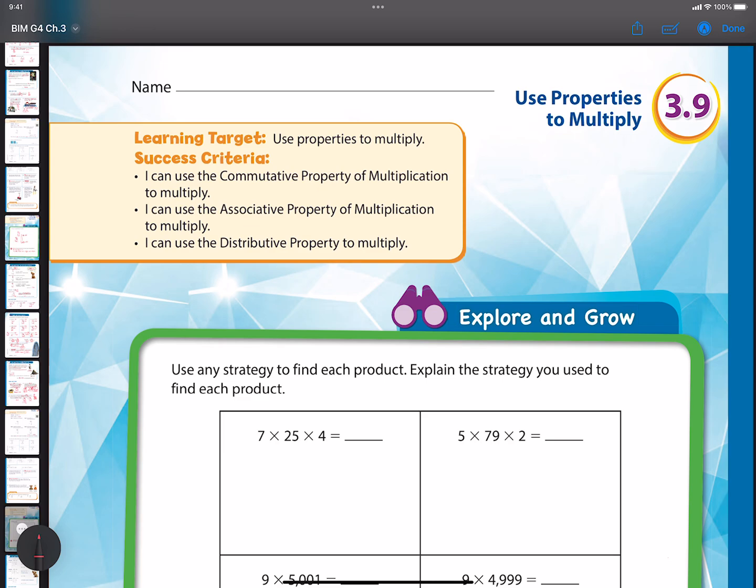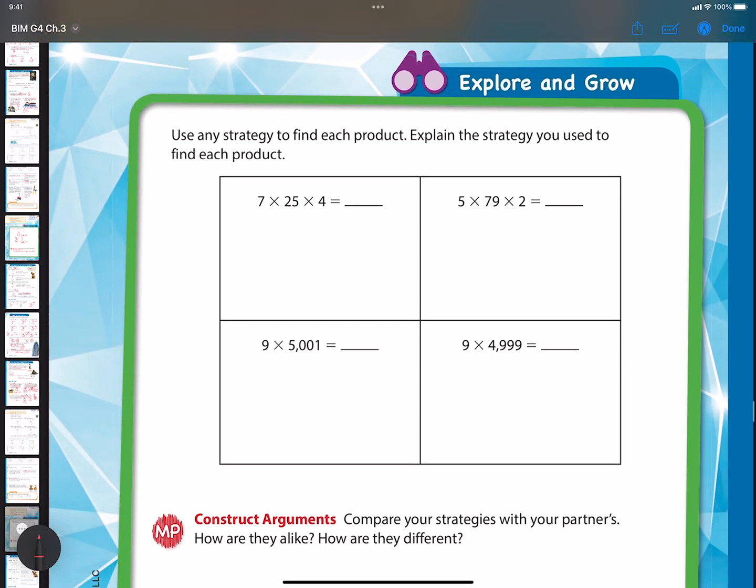Okay, do you remember? Commutative is what? Changing the order, right? And associative is what? Yeah, changing the parentheses. And distributive property is what? Is distributive, remember? All right, now use any strategy to find each product. Explain the strategy you use to find each product.